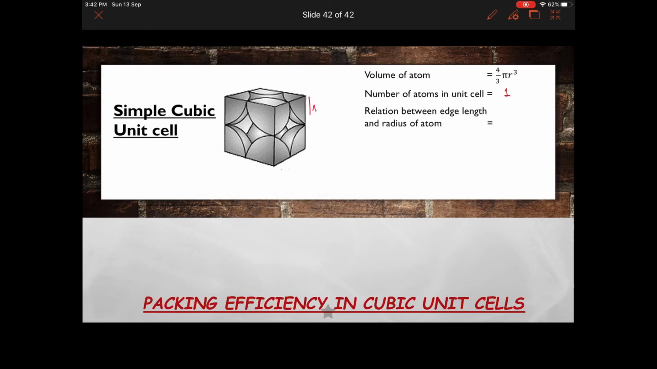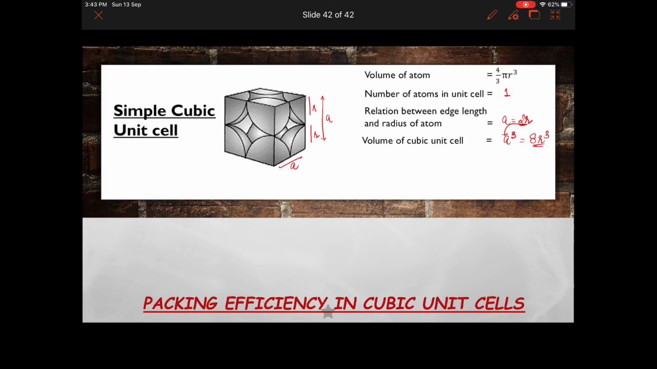If this is your R, this is also your R, and this whole thing is your A. So you get the relation as A is equals to 2R. Correct? Simple? Alright. Then volume of the cubic unit cell. Now if the edge length over here is A, then the volume of the unit cell will be A cube. अच्छा, इस A cube, इस A की जगह पे हम यहाँ पर ये 2R रख दें, तो हमको यहाँ पर वॉल्यूम मिल जाएगा 8R cube.